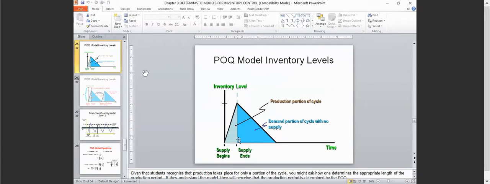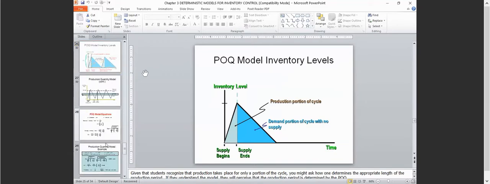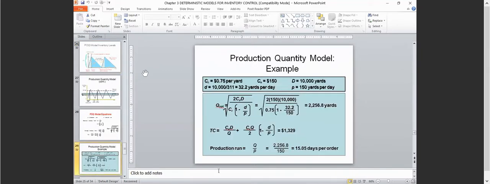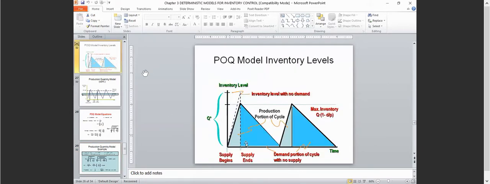So the period of production run shown in this finding is 15.05. So it takes 15.05 to finish one cycle or one batch of inventory.